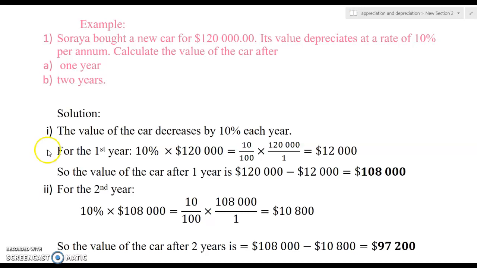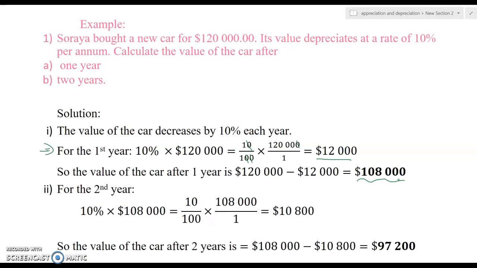So for the first year, let's find 10% of that 120,000. Again, you could just cancel your zeros. A zero will cancel here, one here, one here, and one here. We're going to remain with $12,000. So the value of the car after 1 year would be $120,000, take away that 12,000. So after 1 year, the value of the car is $108,000.